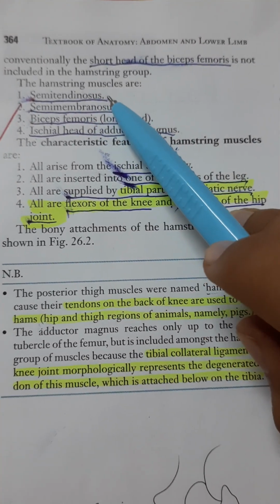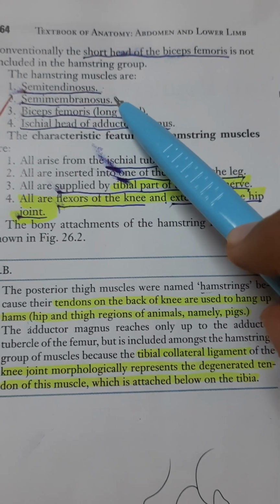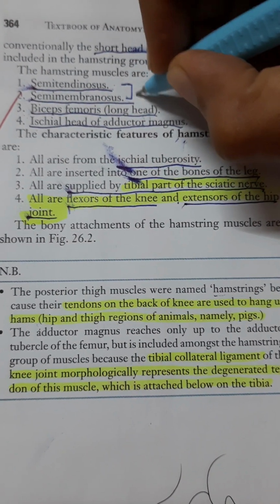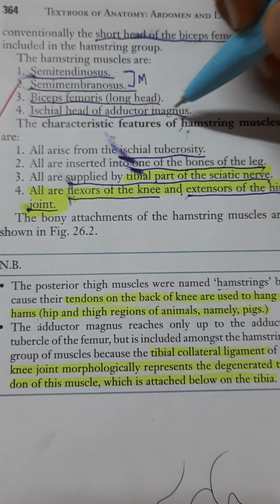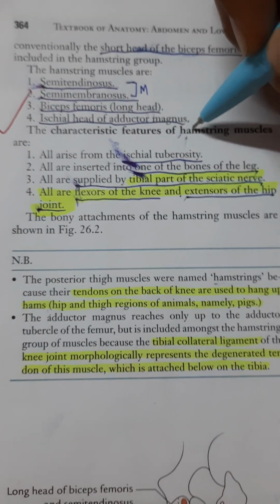The four hamstring muscles are semitendinosus, semimembranosus, which is seen on the medial side, and then we have biceps femoris, long head only, and then the ischial head of adductor magnus. So these four are the hamstring muscles.